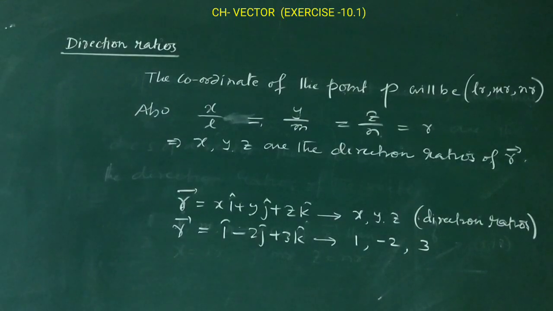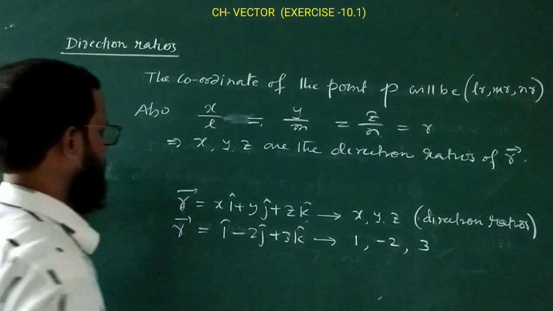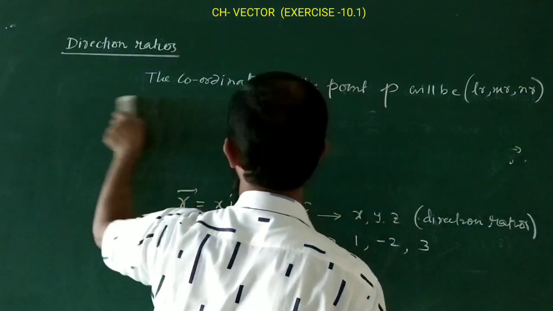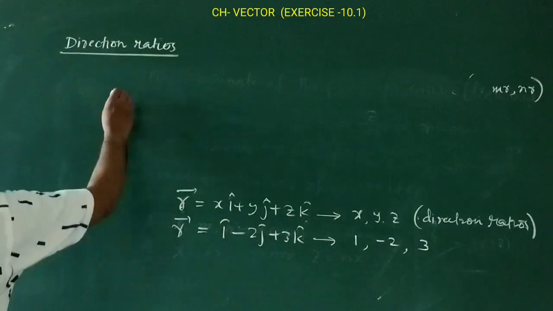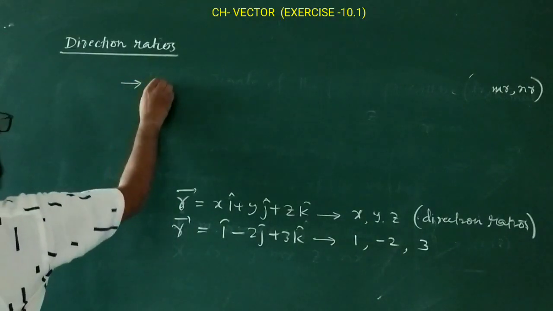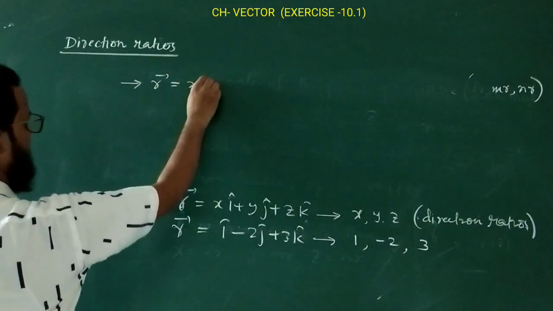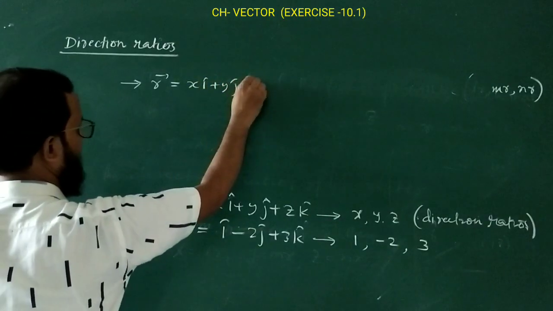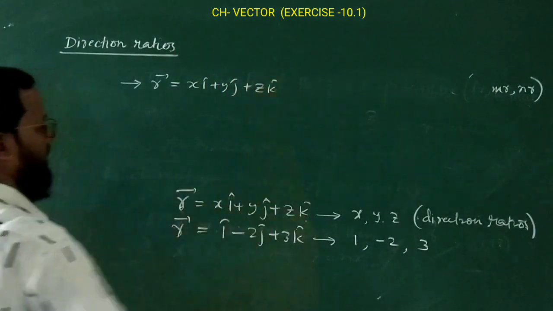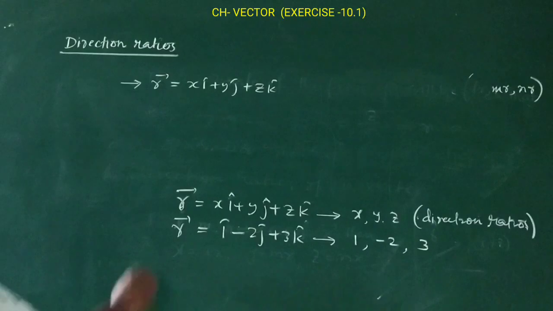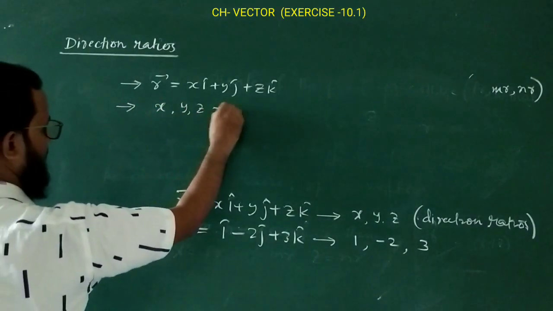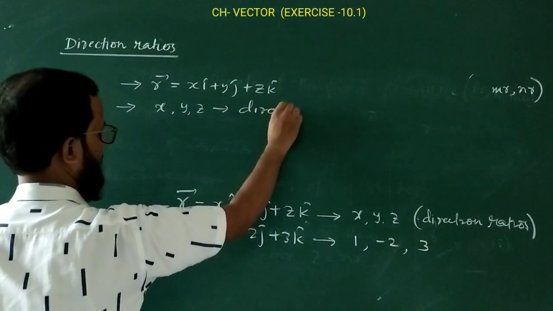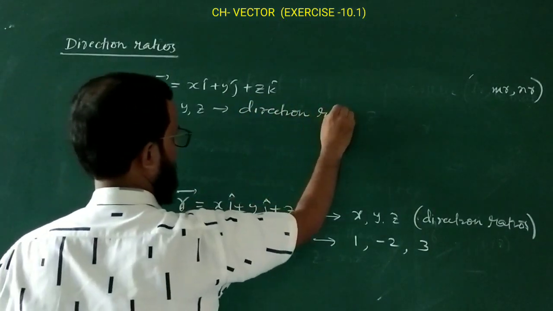Now how to get the direction ratios? See, suppose R vector is equal to x i cap plus y j cap plus z k cap, okay. This is the vector. From this you can conclude that x, y, z are the direction ratios.